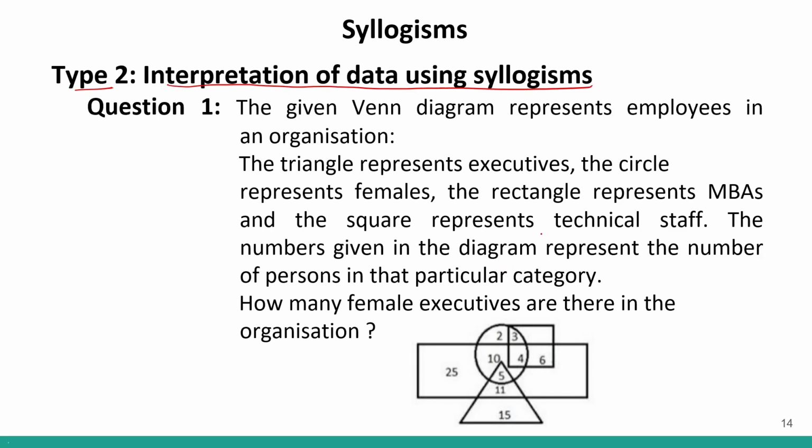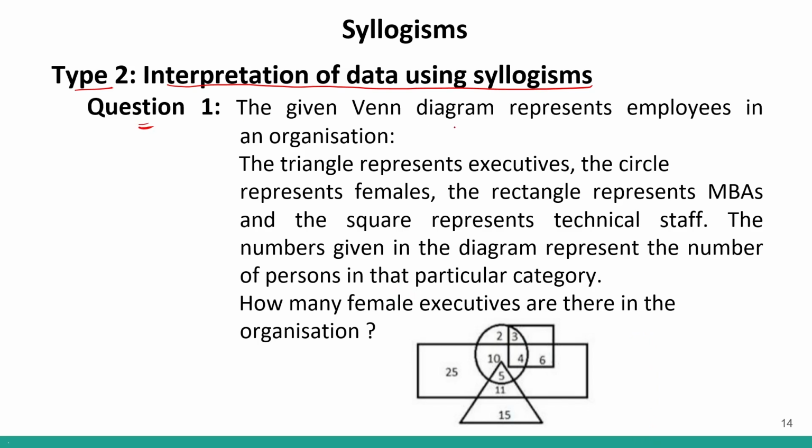Now, type 2, interpretation of data using syllogisms. So based on this data, we are given a question and we have to answer the question. Okay. Now, I have already discussed the concept, right? Let us look at the question.